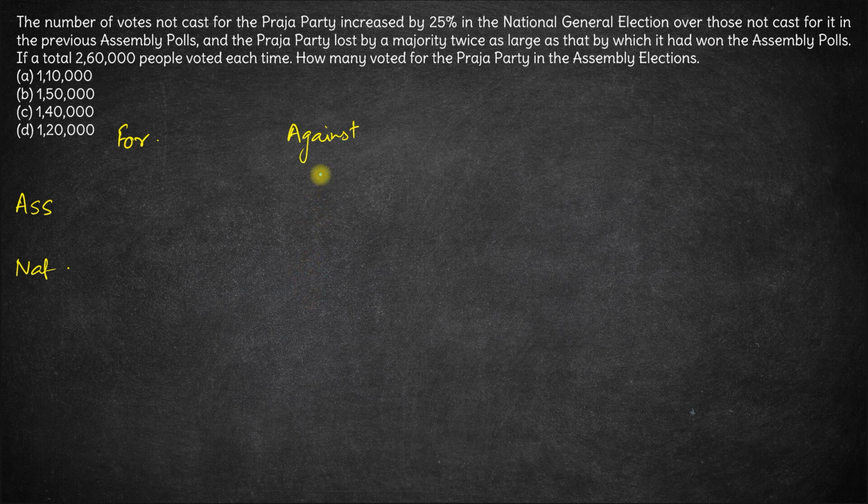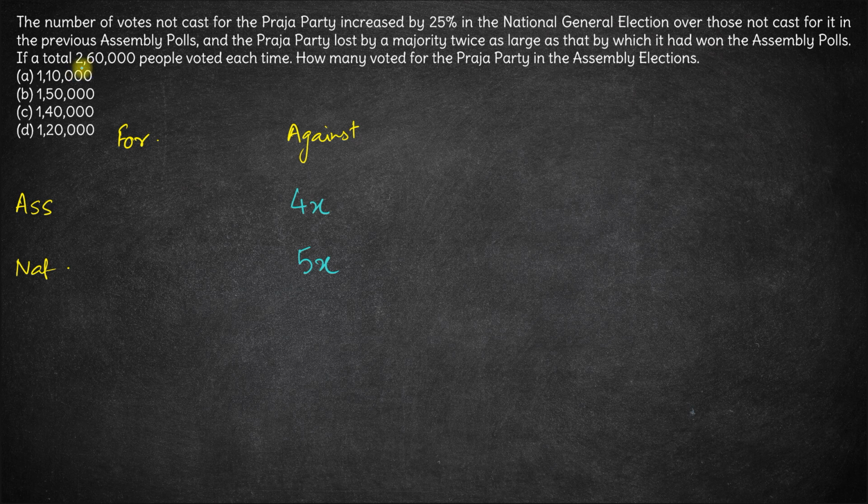So let's say the number of votes not cast for Praja Party is 4x in the assembly elections, and in the national elections it increases by 25%. So 25% means 1/4. 1/4 of 4x is x. So 4x plus x is 5x. And now because of this increase in votes against it, the Praja Party lost by a majority which is twice as large as that by which it had won the assembly polls.